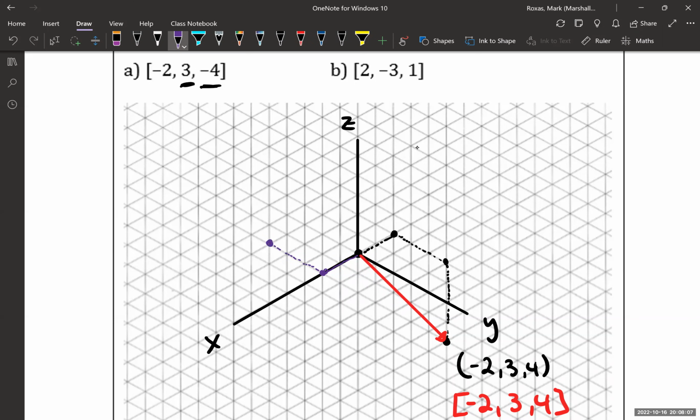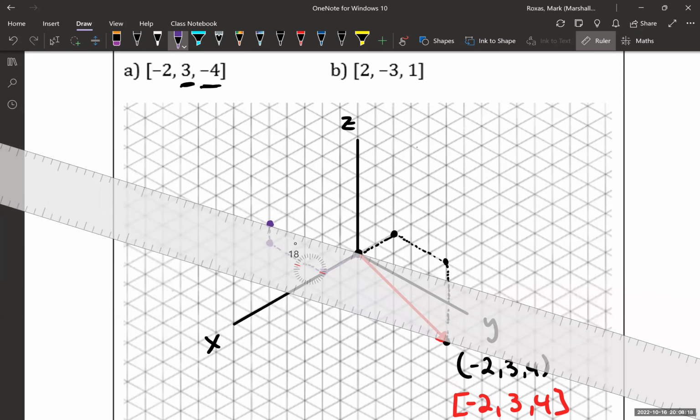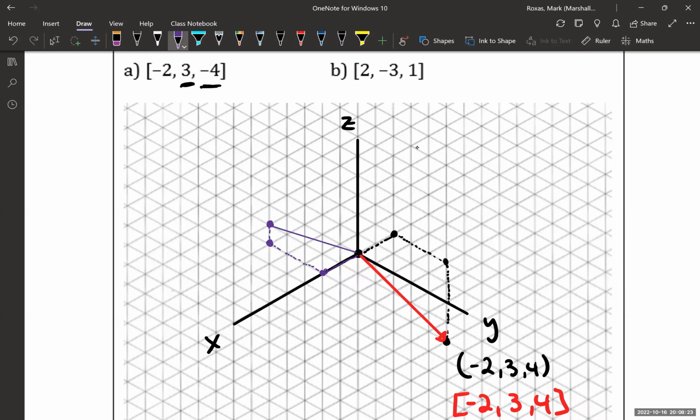Okay, and then +1 along the z-axis. So I'm going to go up 1. So I'm going to end up there. So I can draw the 3D vector from the origin to that final point, like so. And so there's my vector. We call that 2, -3, and 1.